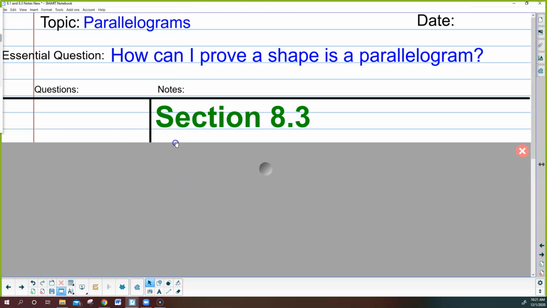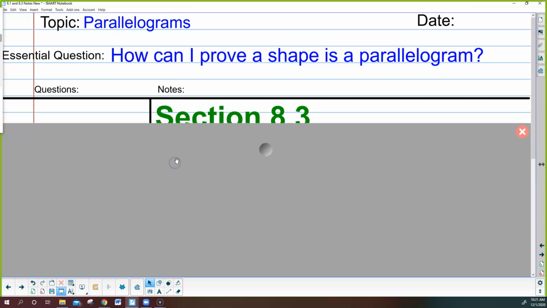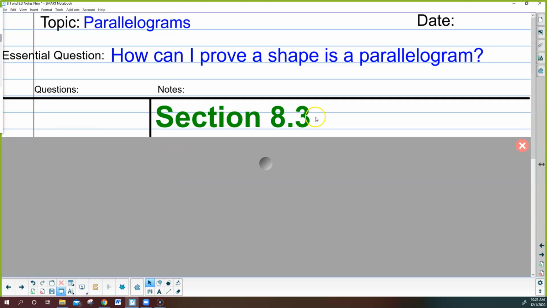but our focus now is 8.3, and the topic is parallelograms, specific types of 4-sided shapes. All right, now the goal today is how can I prove? And there's that word prove in geometry, which means we are going to do some 2-column proofs over the next couple days. And how do I prove that a shape actually is a parallelogram?